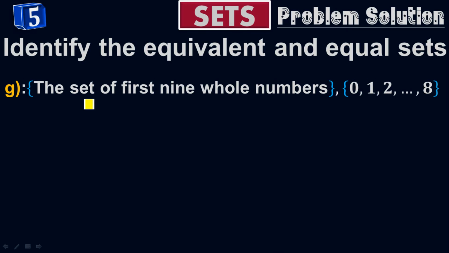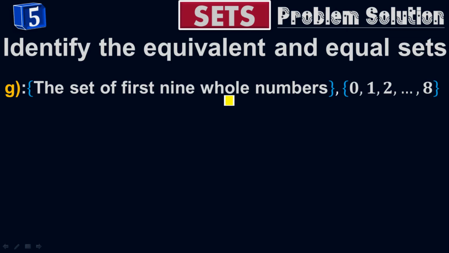G. Again, it is a pair of two sets. The first set is the set of first 9 whole numbers. The second set is the set of whole numbers from 0 up to 8. Here we have the first 9 whole numbers. Here we also have the first 9 whole numbers, because remember, from 0 up to 8 we have 9 whole numbers. Just count it. 0, 1, 2, 3, 4, 5, 6, 7, 8, 9. Look, it is not in digits, it is in descriptive form. So we have a total of 9 whole numbers here, and a total of 9 whole numbers here.